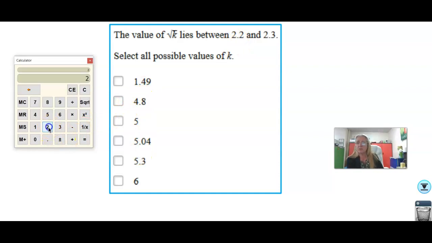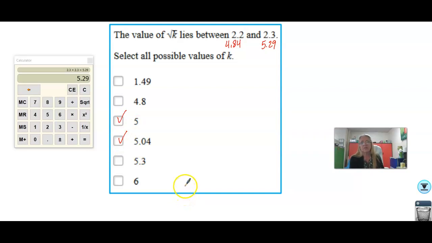So you would do 2.2 times 2.2. That is 4.84. And then 2.3 times 2.3, and that's 5.29. And then you just mark all the numbers that are in between those two. No, this is less than 4.84. This one is in between. This one is in between, and this one is more than 5.29, so it was just those two.